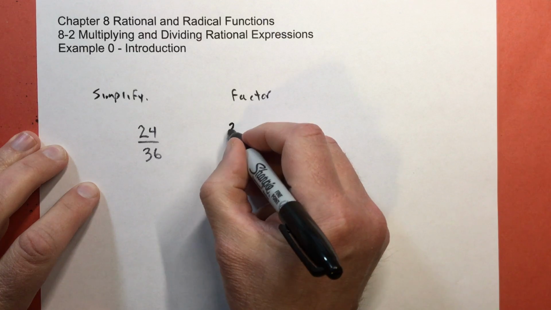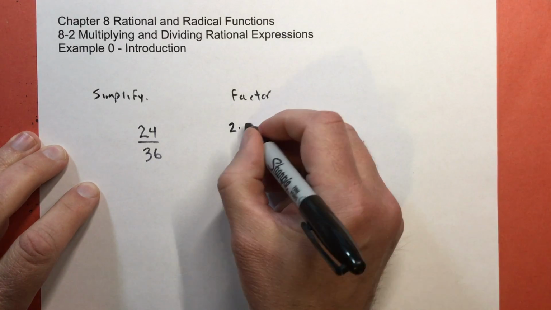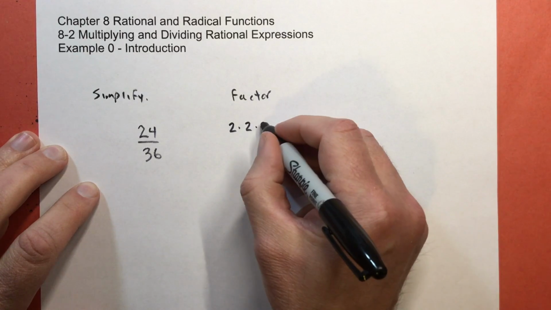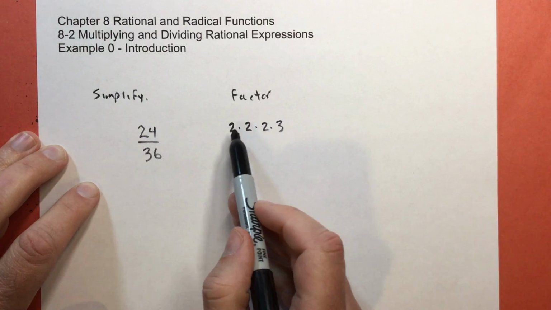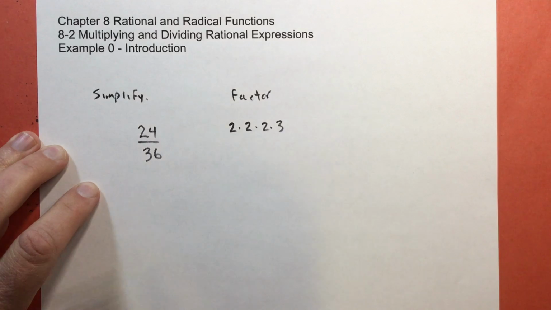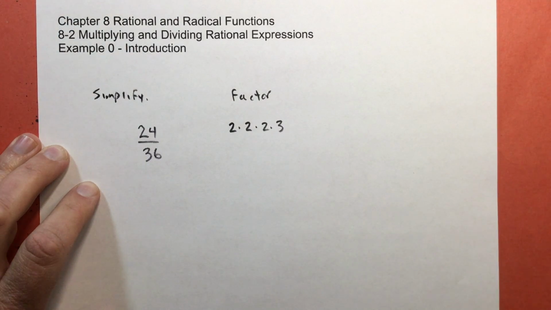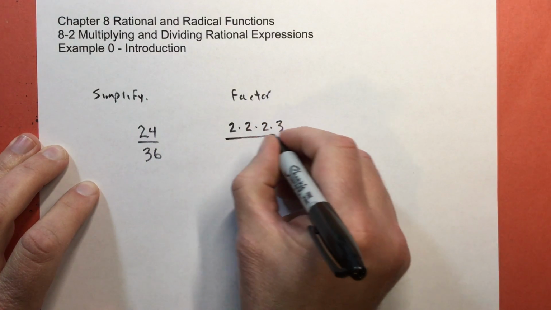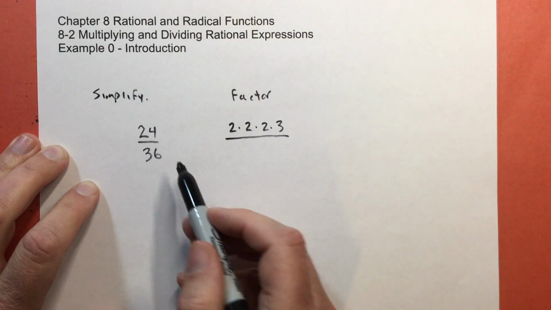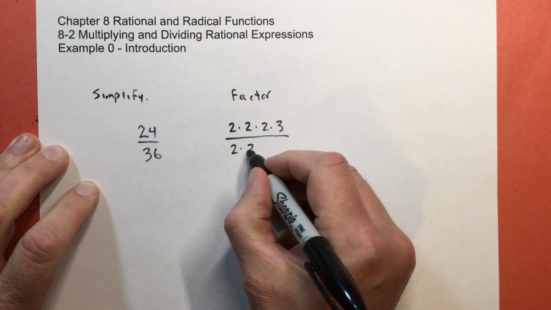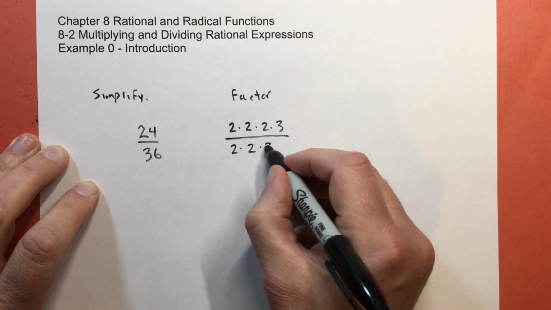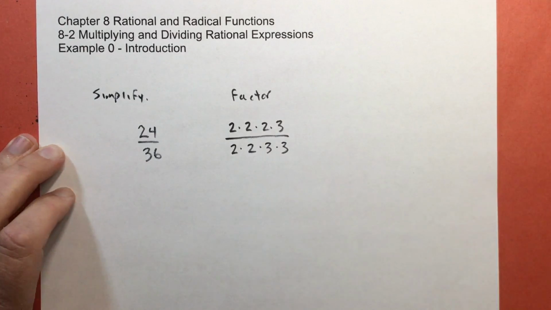24 is 2 times 12. 12 is 2 times 6, and 6 is 2 times 3. So 24 is 2 times 2 times 2 times 3 in primes. If I factor 36, that's 2 times 18, which is 2 times 9, which is 3 times 3.